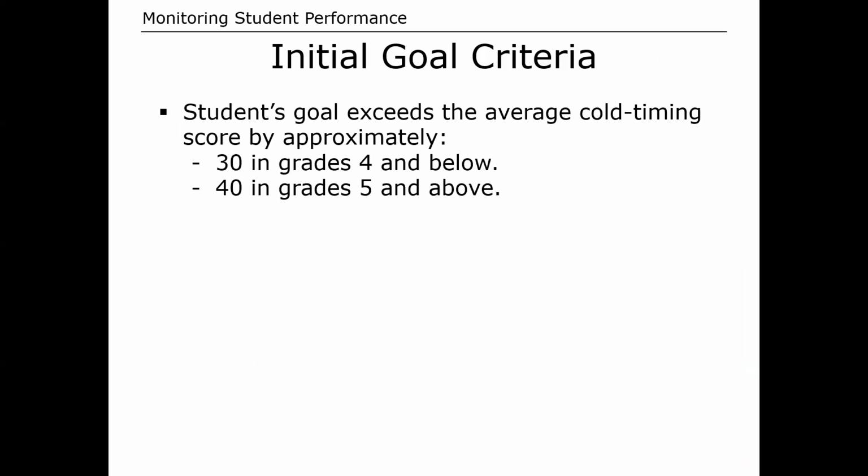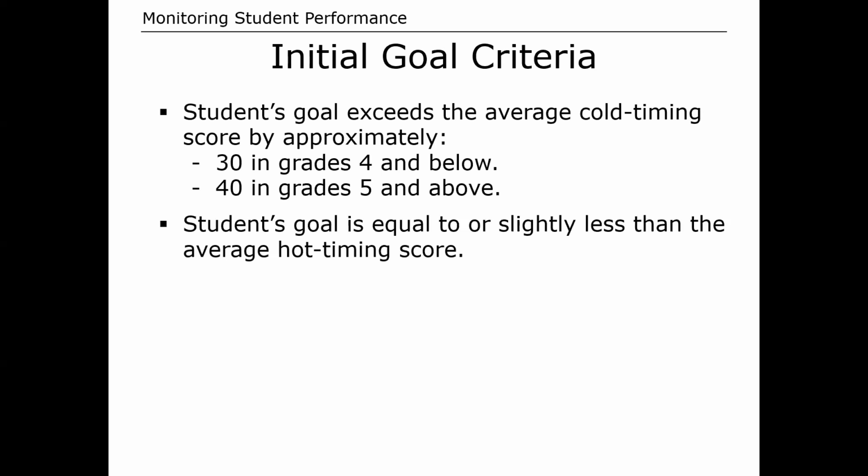So students' goals exceed the average cold timing score by about 30 for 4th grade and below and 40 for 5th grade and above. And the reason for that is older students tend to be able to make more significant gains in about the same amount of time. They have a little better audio memories, they talk a little faster, so it tends to be better for students to have the difference be about 40 if they're older. And Anna is in that older group as a 7th grader.